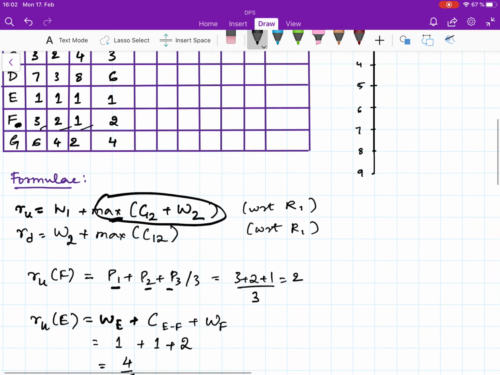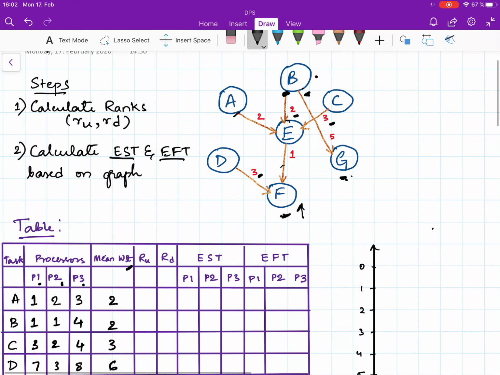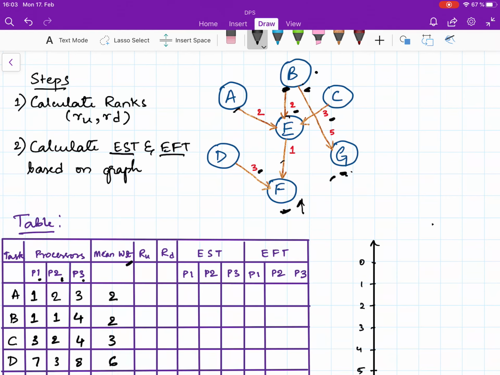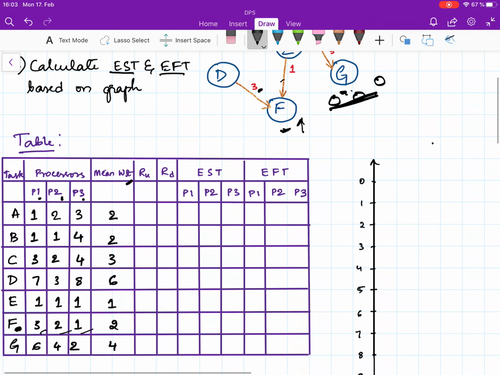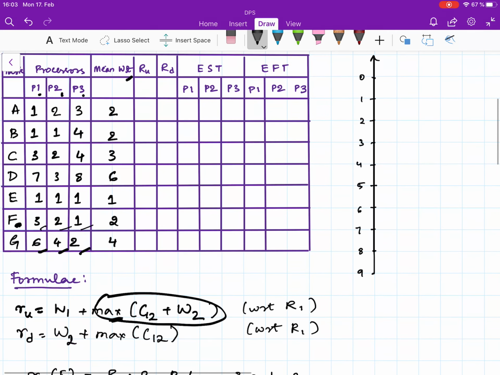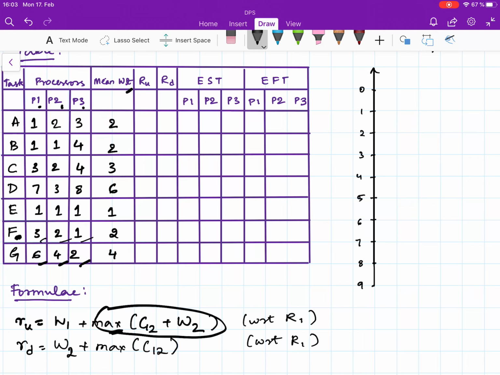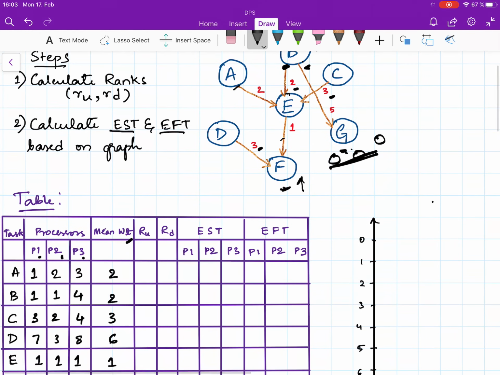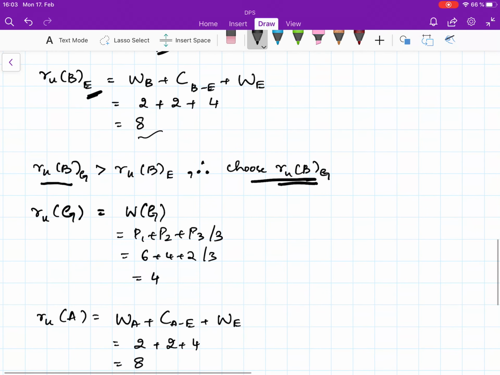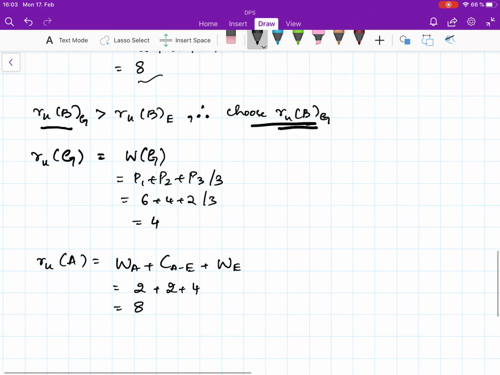Okay then, what about the remaining nodes? That is G and A, I believe. So G, as you can see, does not have any other task below it. So it's basically you add the processors for G, that is 6 plus 4 plus 2 by 3. So you need to do the average again, which you did for F. Do you remember it? Yeah, so you need to add all those and take the average. So that would be 6 plus 4 plus 2 divided by 3. So that would be 4.